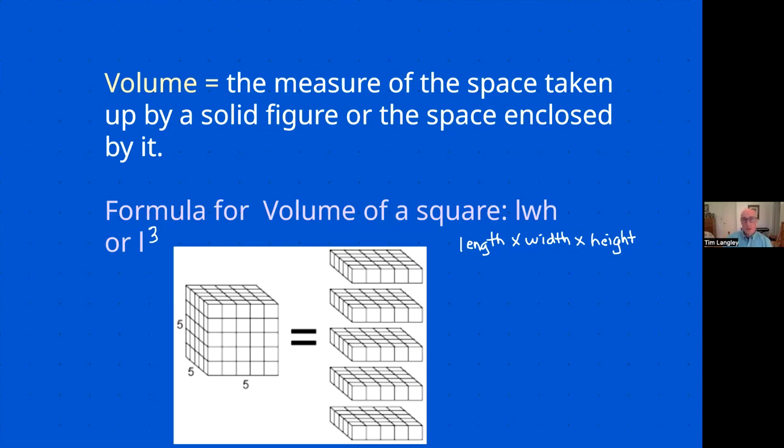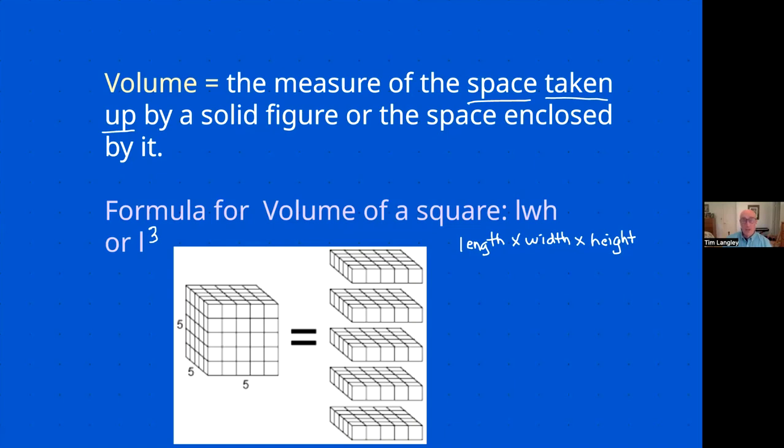There's two ways to measure this. There's the space, I'm going to underline this at the top, taken up by an object, like your pop can, like your bed, like a rock. Or it can be the space enclosed by it. If you look at my figure at the bottom that's got the 5 by 5 by 5, all the space inside of it is enclosed by it.